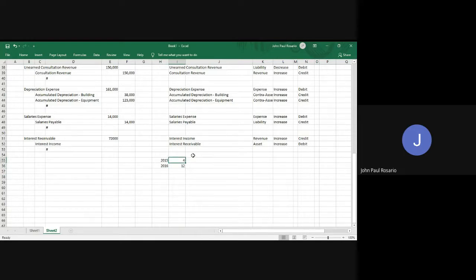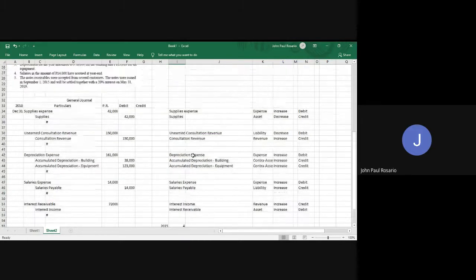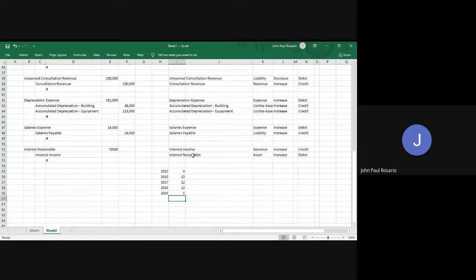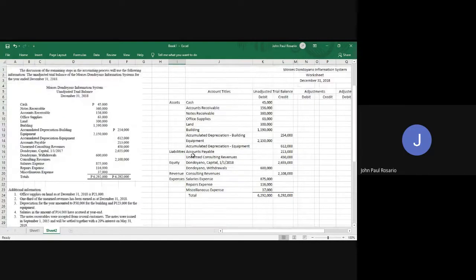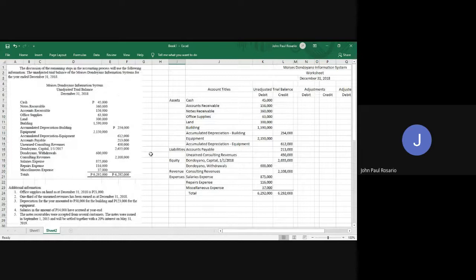Let's leave the 4: September, October, November, December. That's 4 months. 2016, 12 months. 2017, another 12 months. 2018, another 12 months. And then 2019, we have 5 months because it's January, February, March, April, May. So 5. Total number of months is 45 months. So meaning, your interest income should be matched with interest receivable here. There isn't any.